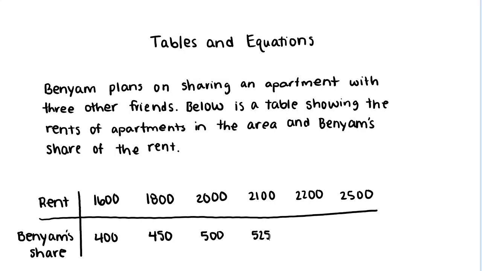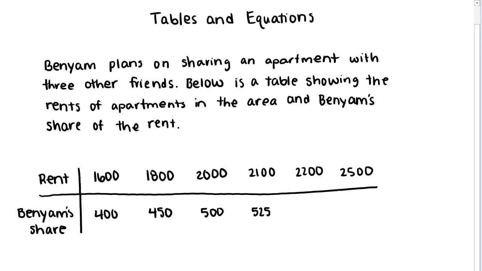Hey everyone! So in this video I'd like to talk about filling out tables and finding equations that fit or match with these tables. So let's start with this example here. We're given a scenario where it says that Binyam plans on sharing an apartment with 3 other friends. And so below we have a table showing the rents of different apartments in the area and what Binyam's share of the rent would be.